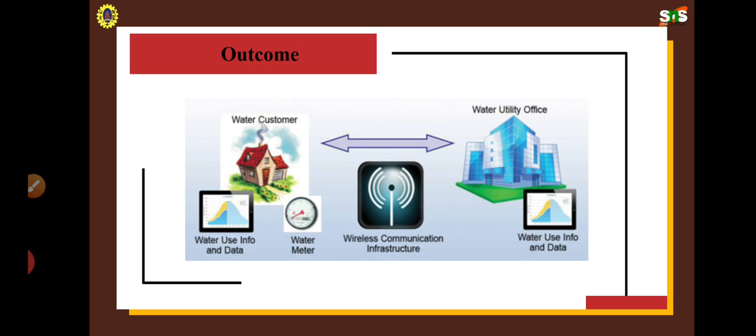Outcome of this analytical system: here we are fixing the water meter in the house, wherever it may be. Then with the help of that meter, it detects the water leakage and sends it to the wireless communication infrastructure. It is sent over to the server. Then depending on that, it will intimate the water utility office. Immediately they will take action for that.